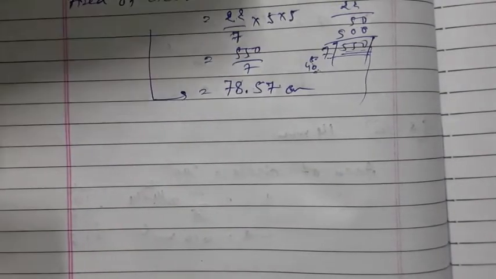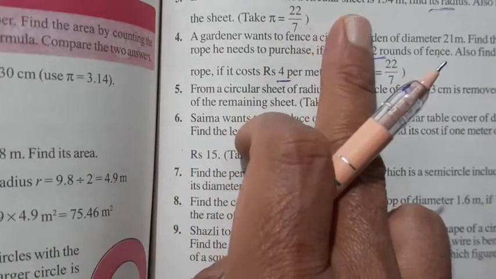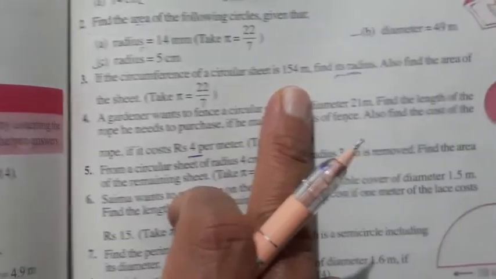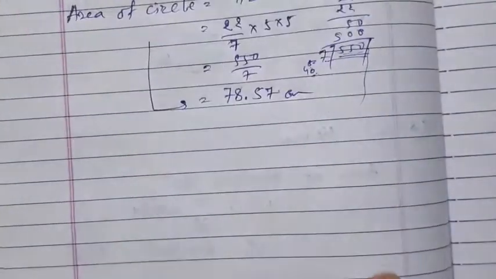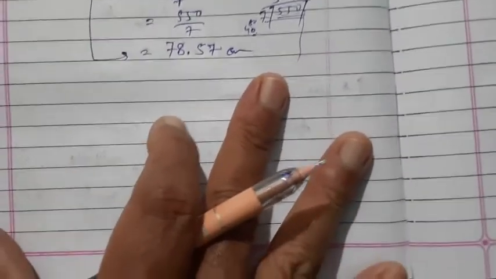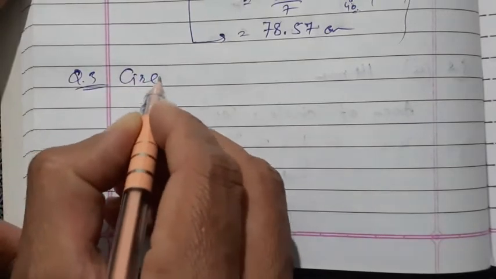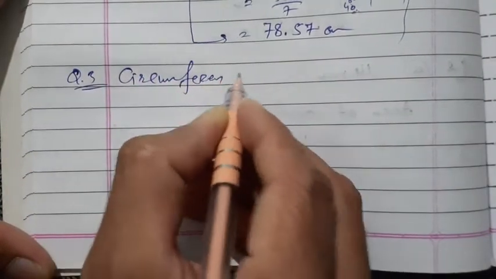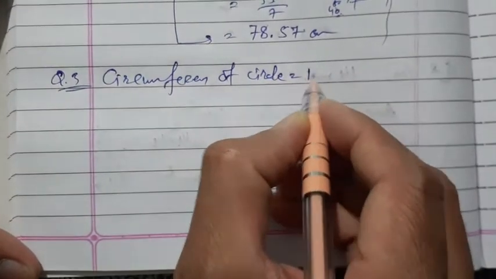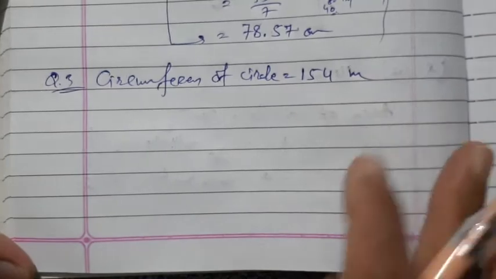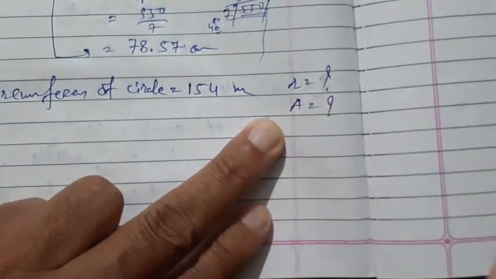What is given? Look in the third one. If the circumference of a circular sheet is 154 meter, find its radius, also find the area of the sheet. Here the circumference is given. Question number 3, circumference of circle equal to 154 meter given, and you just find out r equal to how much and also area equal to how much.